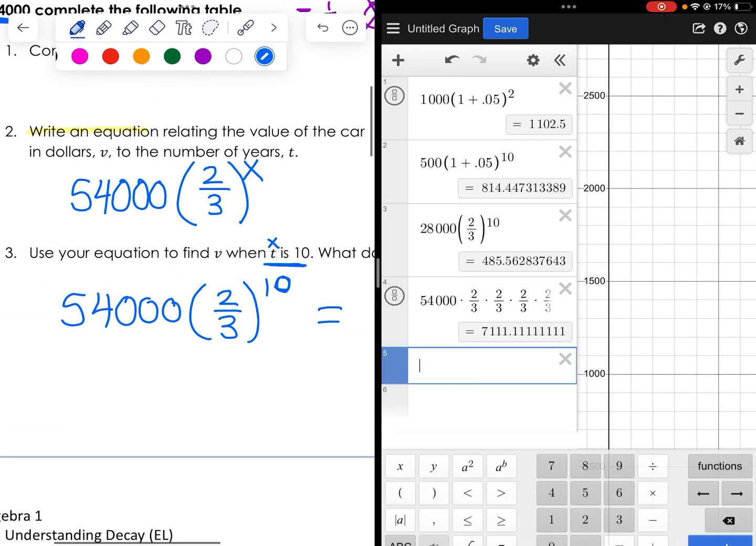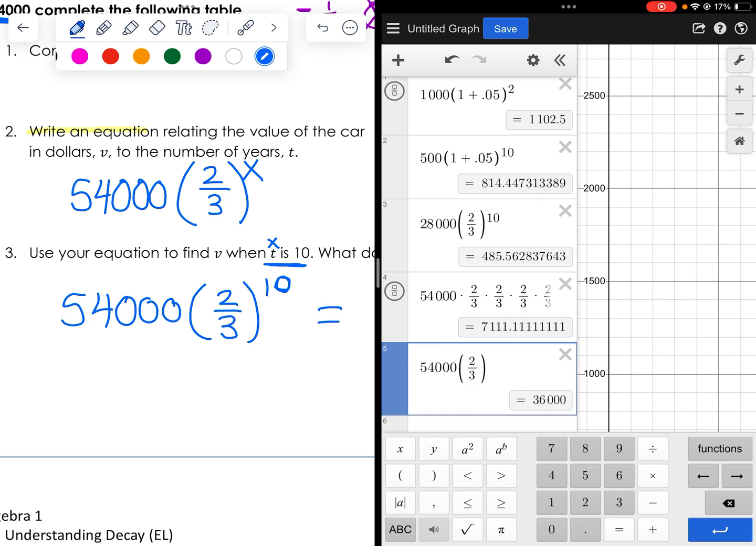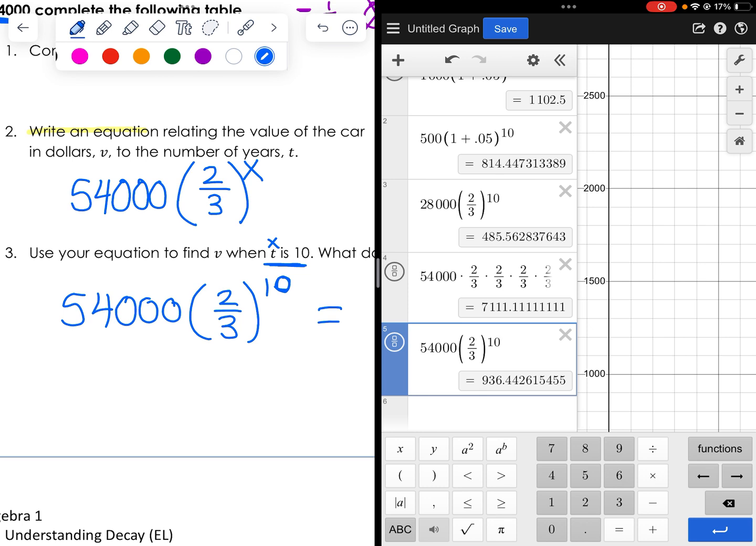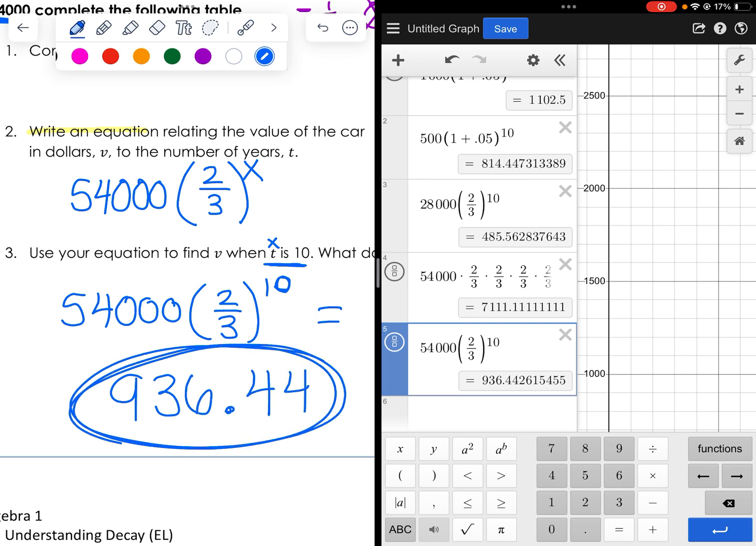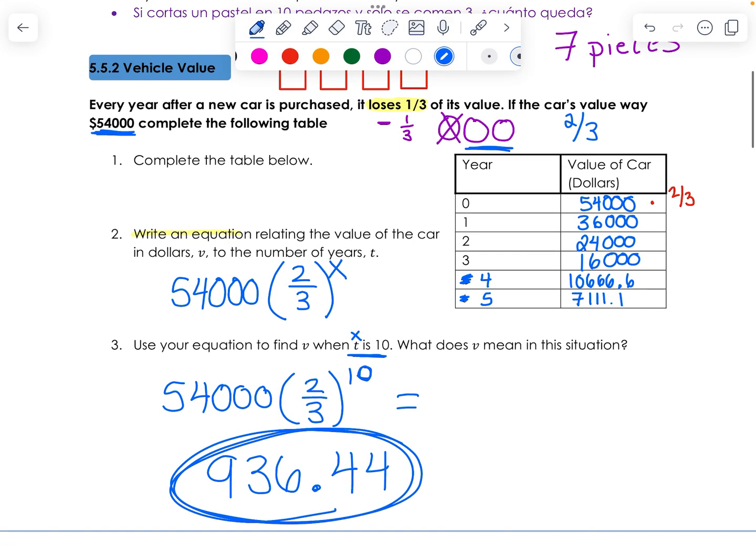So we have 54,000 times 2/3 to the 10th. Our answer is 936.44. Okay, if I wrote a little fast, go ahead and hit pause and copy down what you missed. But again, we multiplied by 2/3 because that's how much of the car was left.